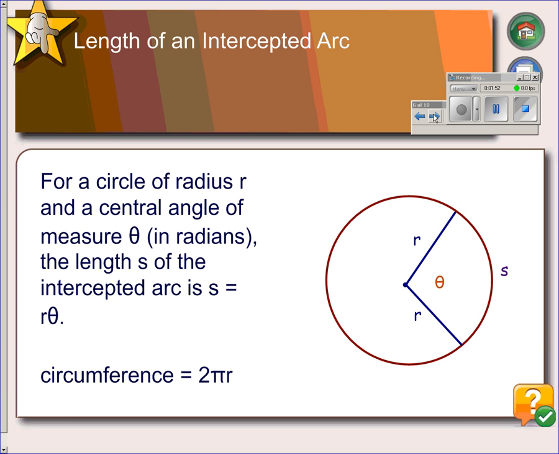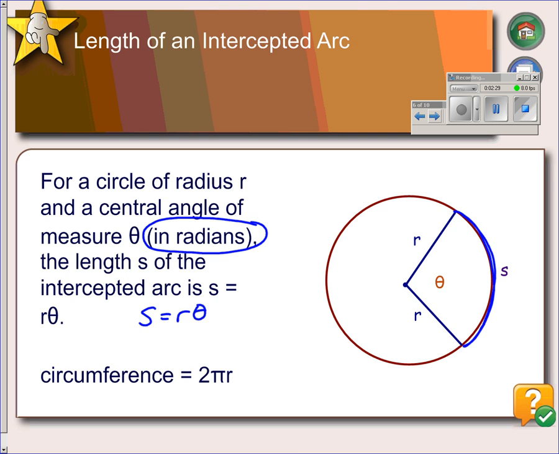Next, we're looking at finding the length of an intercepted arc. So if we have a circle with radius of r and a central angle theta, which is measured in radians, and this is very important, it has to be measured in radians. So if it's given to you in degrees, you need to convert it into radians. Then the length S of the intercepted arc is found by this formula, S equals r theta. And this comes directly from the formula for the circumference of a circle.